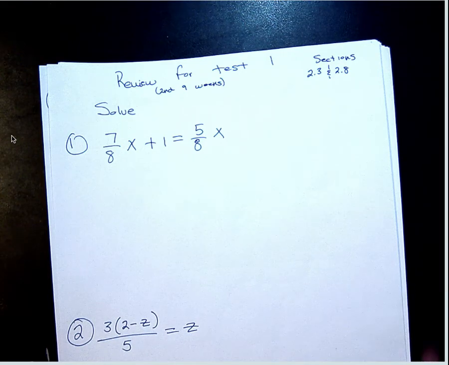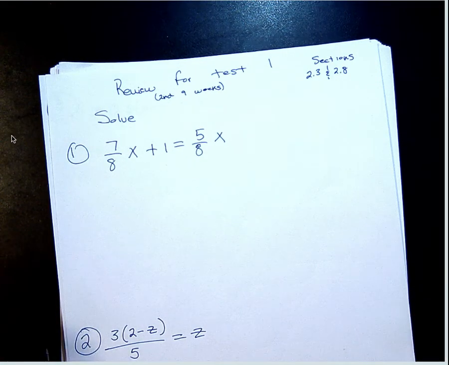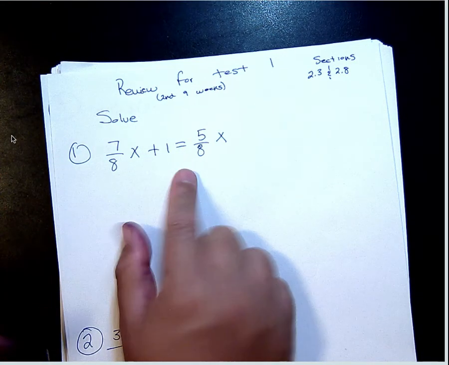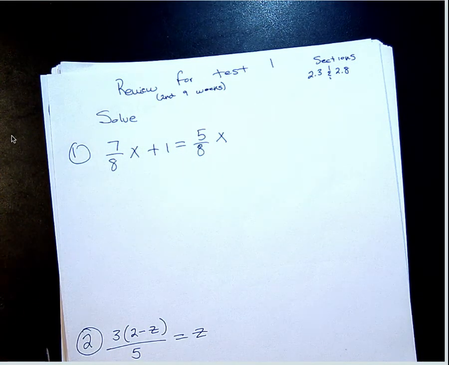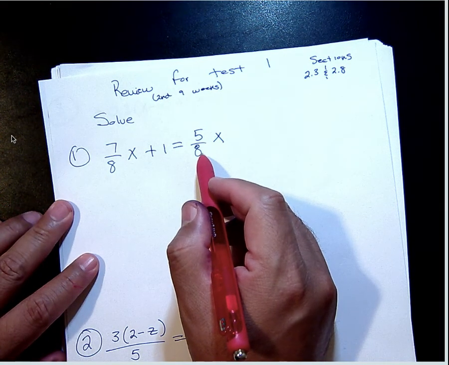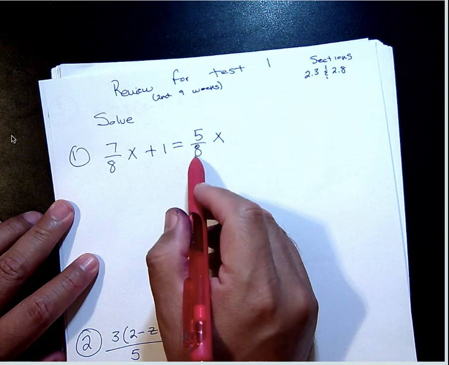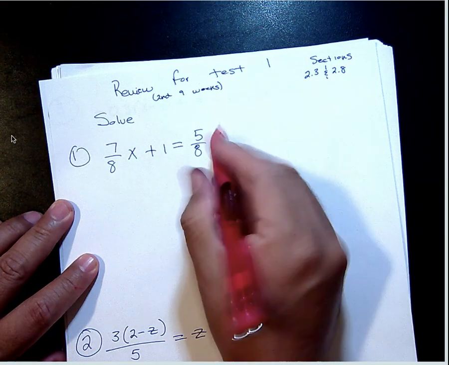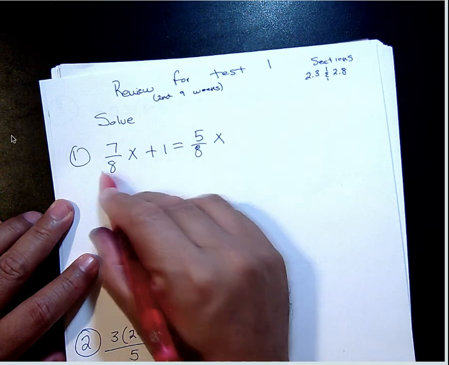A review for test 1 from the second 9 weeks. So there's going to be a question just like this one. Remember what I told you: to solve equations where you have fractions, you need to eliminate the fractions first. In this case, it's really easy because it's the same fraction, the same denominator.